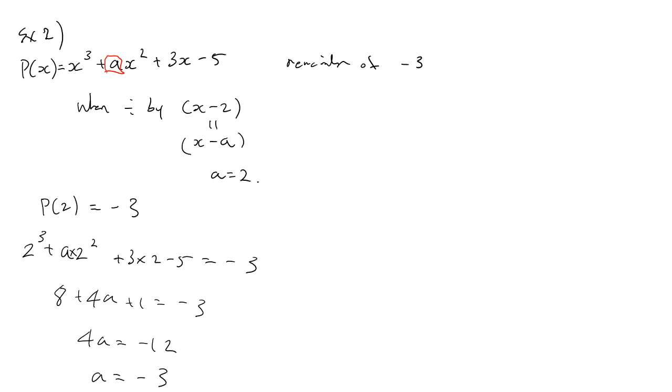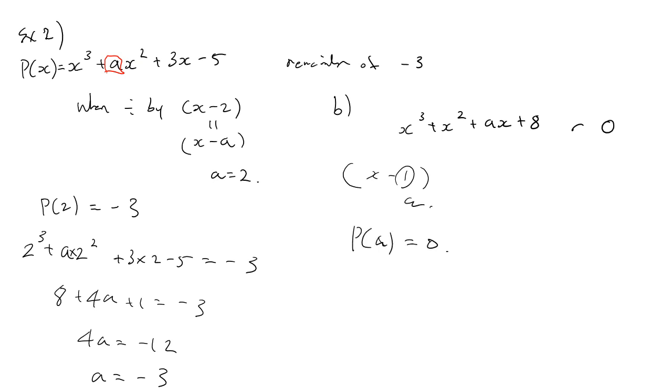Let's try one more of these. So we're doing x cubed plus x squared plus ax plus 8, which has a remainder of 0 when it's divided by x minus 1. So 1 would be our a value, so we want to find p(a) equals 0. So a is equal to 1. So this would be p(1) is equal to 0. So 1 cubed plus 1 squared plus 1a plus 8 is equal to 0. That's 2 plus a plus 8 equals 0. And therefore a is equal to negative 10.